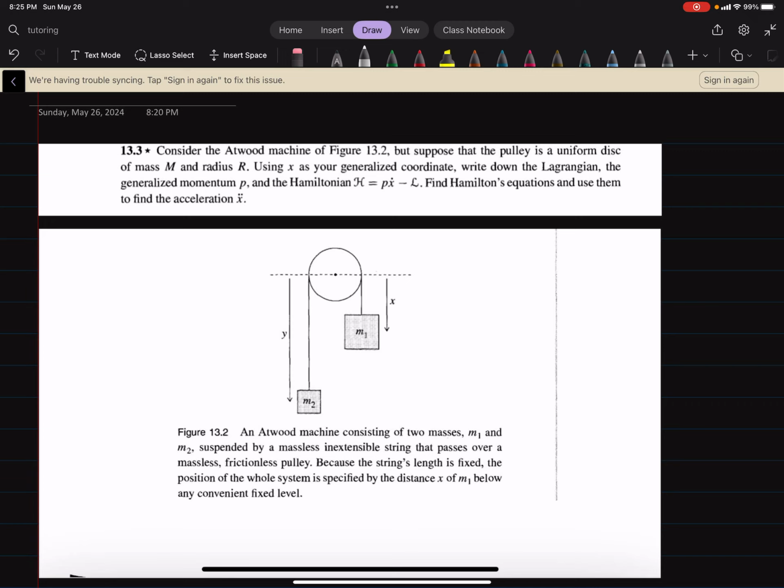So problem 13.3 says, consider the Atwood machine in figure 13.2, which I have here. But suppose the pulley is a uniform disk of mass m and radius r. Use x as your generalized coordinate, write down the Lagrangian, the generalized momentum, and the Hamiltonian. Find Hamilton's equations and use them to find the acceleration.